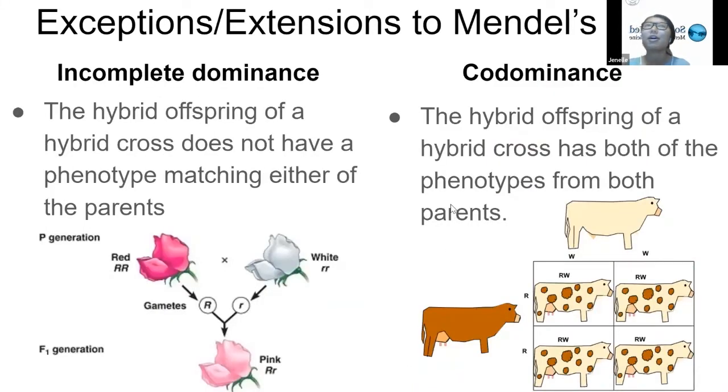Okay, and then as time went on, although Mendel observed this specifically in his pea plants, there are many other exceptions and extensions to Mendel's laws, which have been determined over time. And so one of them is incomplete dominance. This is when the hybrid offspring of a hybrid cross does not have a phenotype matching either of the parents. One of the very popular examples for genetics classes or textbooks is a red flower and a white flower that cross, and then they create pink offspring. As you can see, the pink does not match either the red or the white completely, but instead it's like a mixture of both.